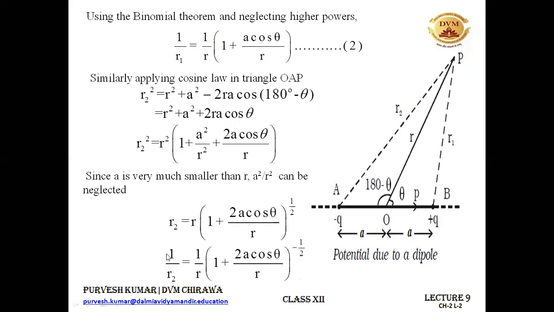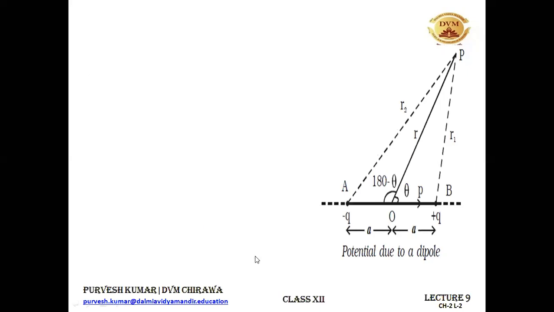We want the value of 1 upon R2 that can be used in our equation number 1. So 1 upon R2 becomes 1 by R, 1 plus 2A cos theta by R, to the power minus half. Then you have to apply the binomial theorem: 1 plus x to the power n can be written as 1 plus nx. So this minus half has to be multiplied with 2A cos theta by R. When you multiply, this plus and this minus becomes minus, and the 2 vanishes. You are left with 1 minus A cos theta by R in the bracket. So you can write it like this.